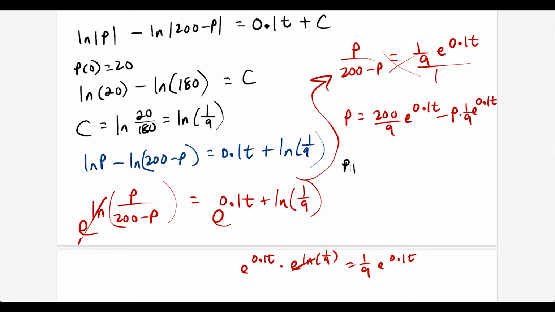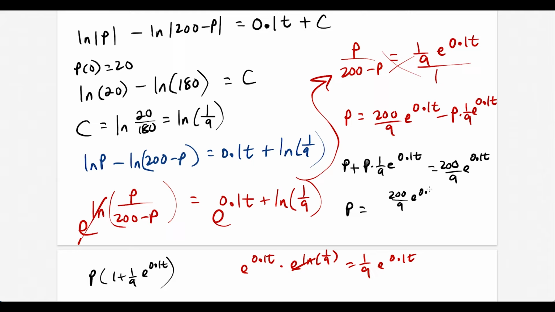We have P plus, and then we have P times 1/9 e to the 0.1t like this is equal to, we're left with this piece on the right side, 200 over 9 e to the 0.1t like this. And now the rest, we're just going to factor out a term P here. So this, I'll just show this step on the side. This is P times 1 plus 1/9 e to the 0.1t. Okay, just because I want to do this in less steps here. So if we factor out a P, we're going to be left with this factor here on the left side. So then we could just say here that P is equal to 200 over 9 e to the 0.1t like this, and we're going to divide by that leftover factor, 1 plus 1/9 e to the 0.1t.